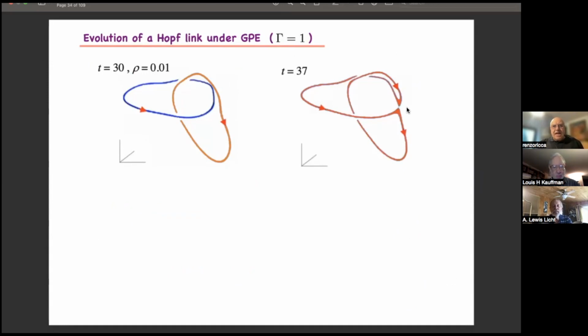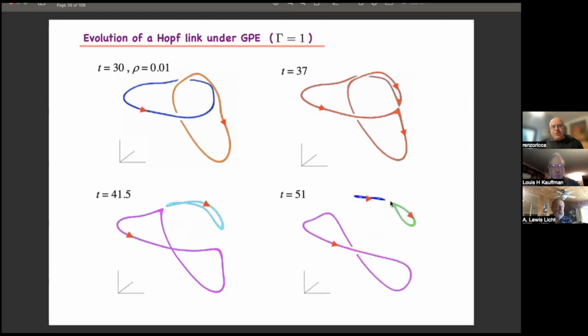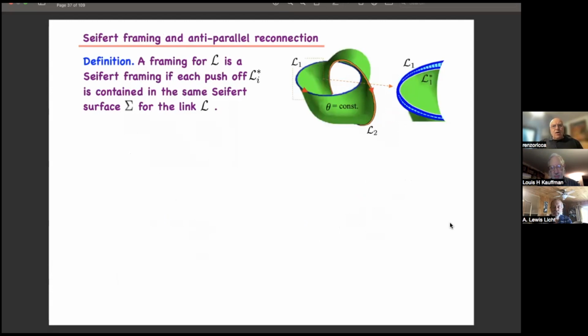There is a reconnection here, so there is a change of topology, and then a further reconnection here, a secondary reconnection and the formation of a smaller loop, and then a third reconnection with the formation of three distinct loops. Of course, imagine that these loops are displacing themselves in space and going away from one another according to their mutual induction. Now, a framing.